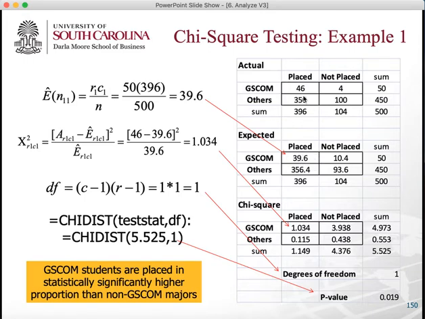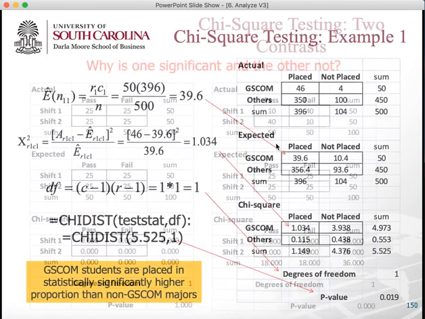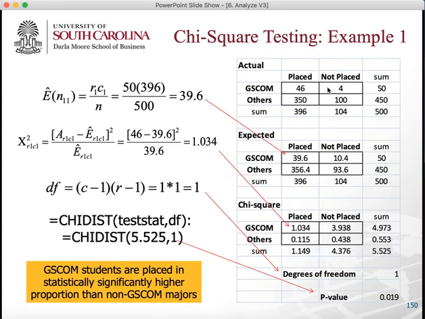So that's basically what we're comparing. We're comparing if the proportion of GSCOM is the same for placed and not placed, if the proportion of others is the same for placed and not placed, right? So the expected value is what does that. You're multiplying 50, which is this, so you're trying to calculate this cell. You're multiplying 50 here by 396 here and divided by this total here. So this times this divided by this gives you this.